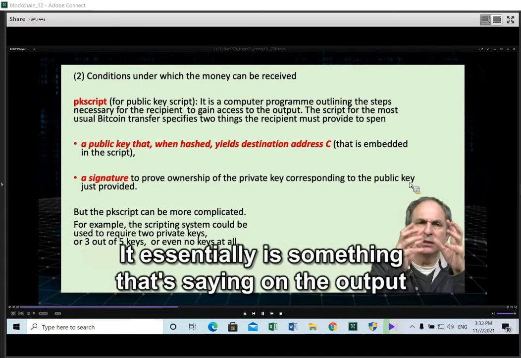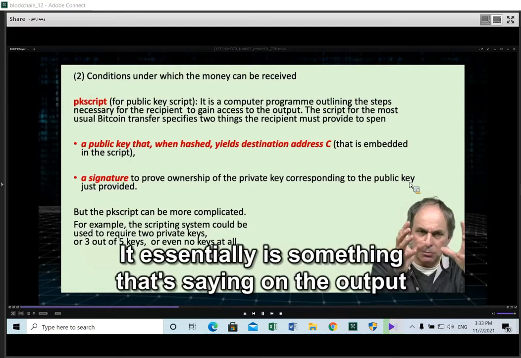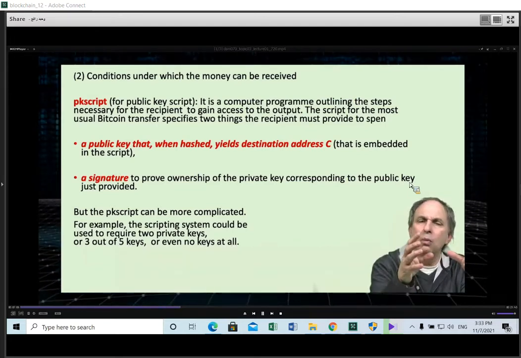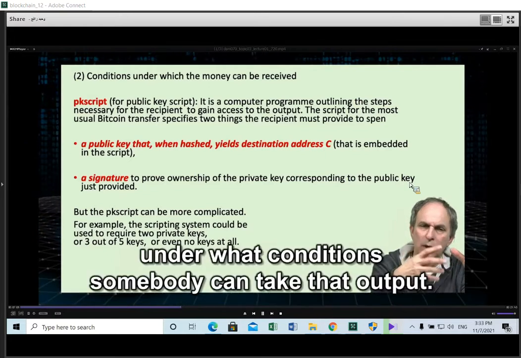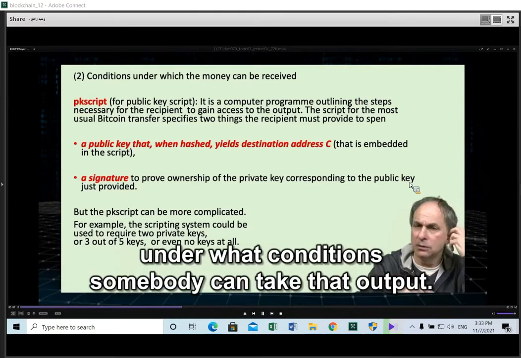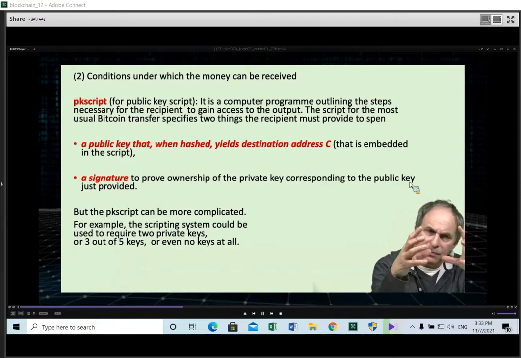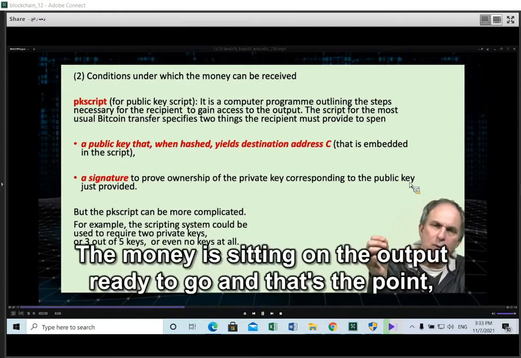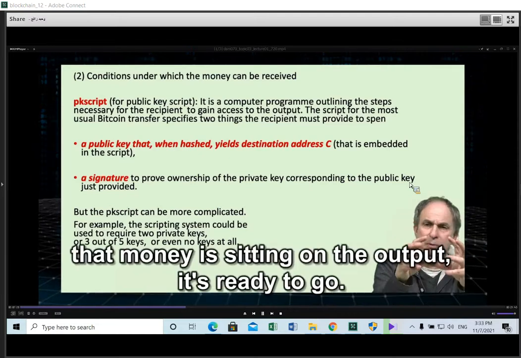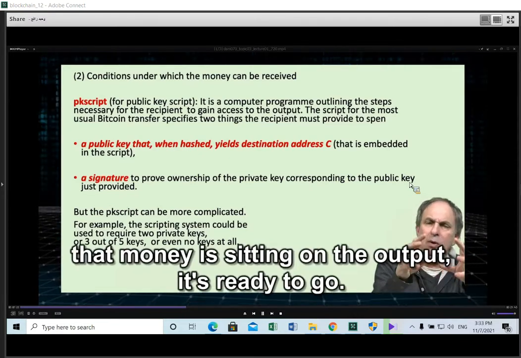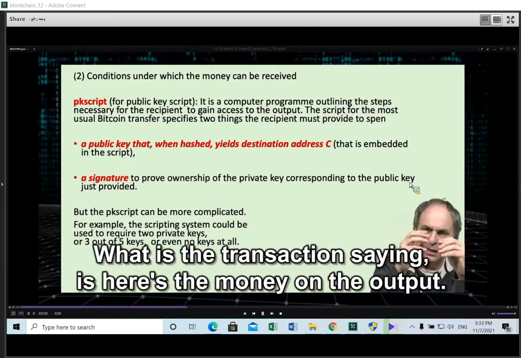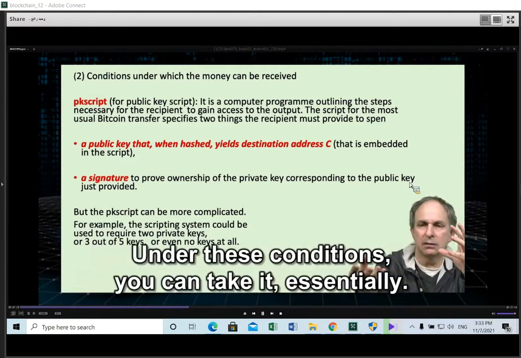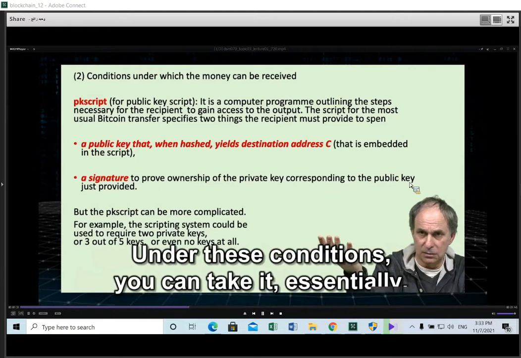It's essentially something on the output that's saying under what conditions somebody can take that output. The money is sitting on the output, ready to go, and that's the point. What the transaction is saying is, here's the money on the output. Under these conditions, you can take it, essentially. Okay.